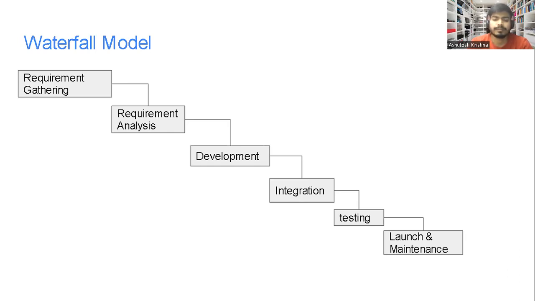After the testing part, we hand over the software to our client, and after handing it over, we also take care of the maintenance. That means if there is some issue in the product, any problem or bug, these things are also maintained by the development company only. So this is basically the waterfall model.